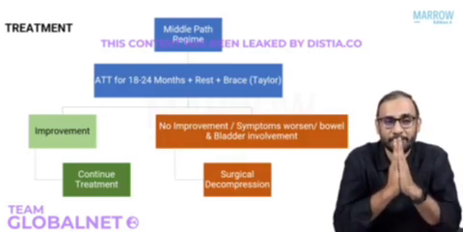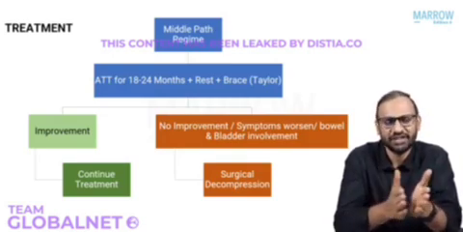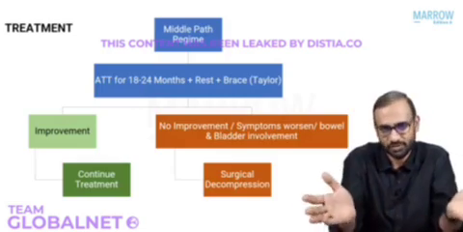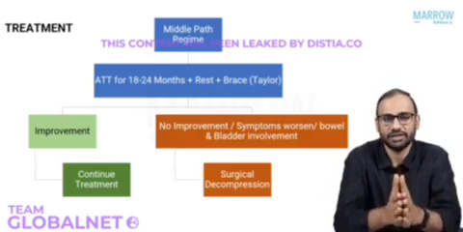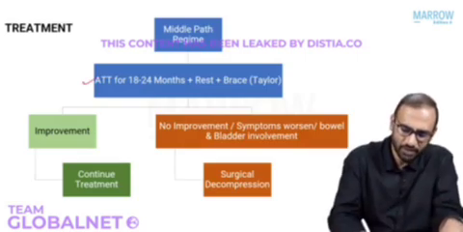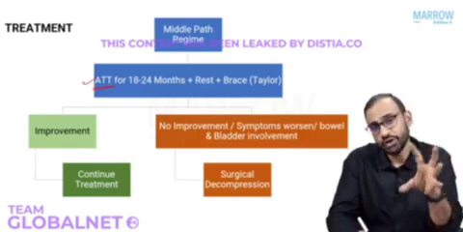He said something known as the middle path regime, where we neither have to be very conservative nor very aggressive in the management of tuberculosis of the spine. We have to follow the middle path regime. So what is this middle path regime? He said, start the patient on anti-tubercular treatment for 18 to 24 months.